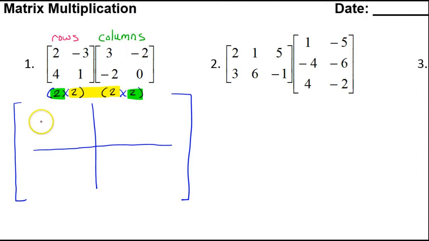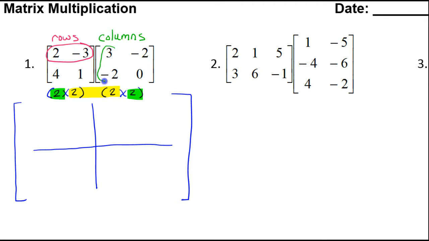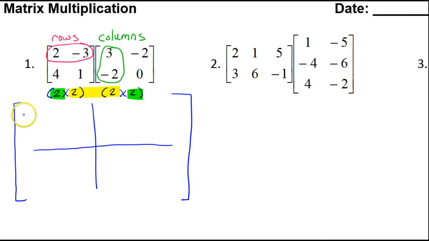So, to find this element, I stop and think that this element is in row 1 and column 1. That means I need to multiply row 1 times column 1. So that will look like this. Row 1 is 2, negative 3. Even though it's a row, I still write it vertically. Column 1 is the 3, negative 2.